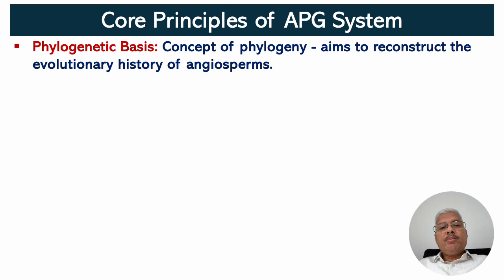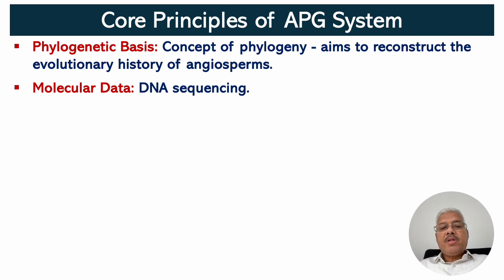The APG system, which emerged in the late 20th century, represents a significant advancement in plant classification. It is based on phylogenetic relationships inferred from molecular data, primarily from DNA sequencing. The core principles of the APG system include: the APG system is rooted in the concept of phylogeny, which is the study of evolutionary relationships between organisms.